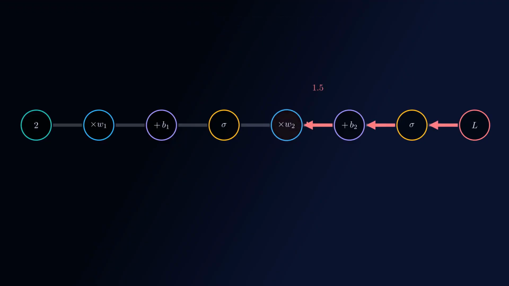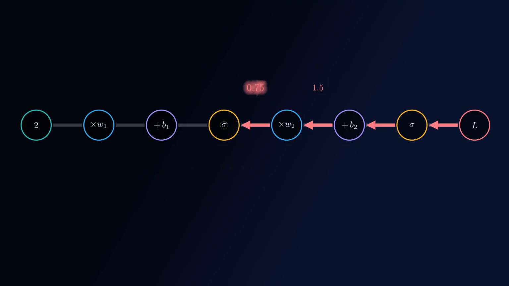But we still need to push blame further left, toward layer 1. The multiply node also passes error back to its input, scaled by the weight itself. So the error continues leftward as 1.5 times 1/2. 1.5 times 1/2 is 0.75. Notice the signal shrank because weight 2 was less than 1. Weights act as valves too, and a small weight quietly throttles the error on its way back.